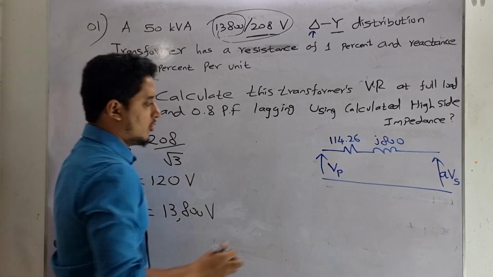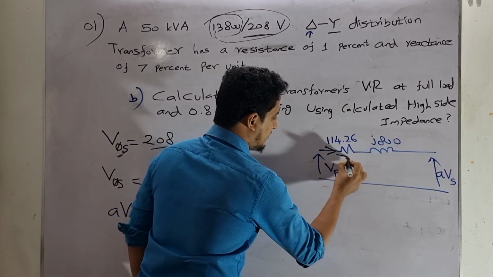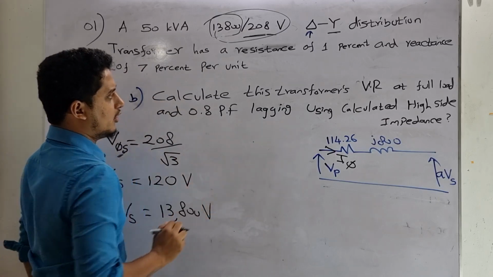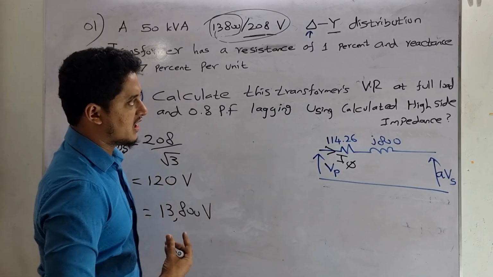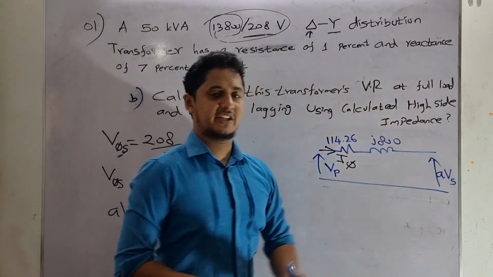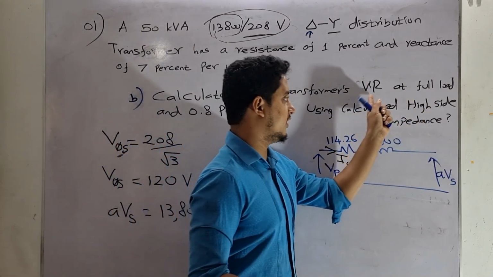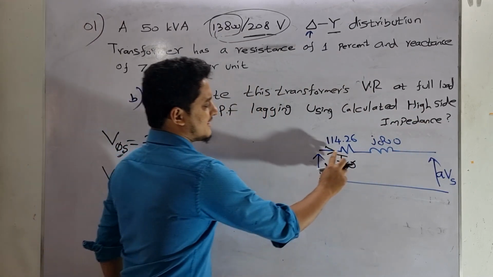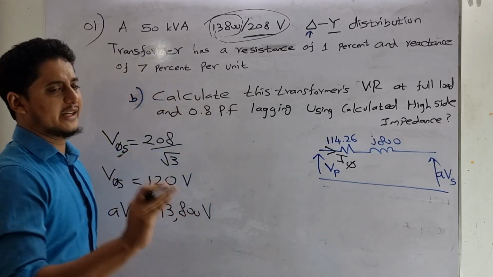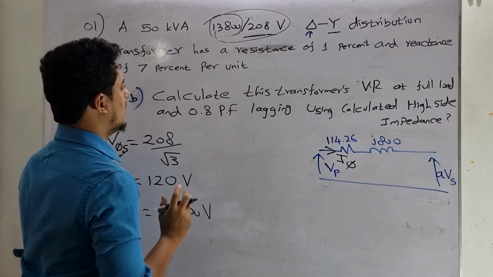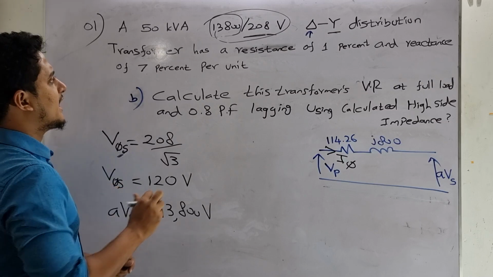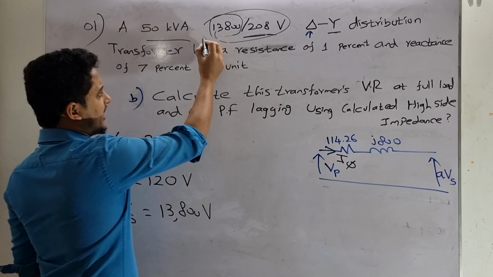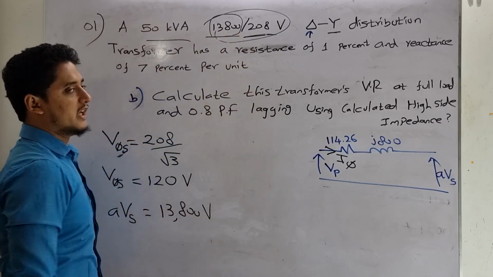So in this transformer, this is the phase current. So this phase current, we are going to calculate the voltage regulation at full load condition. Therefore, this phase current should be a rated current. So in this transformer, the rated power is 50 kVA and rated voltage in high voltage side is 13,800.